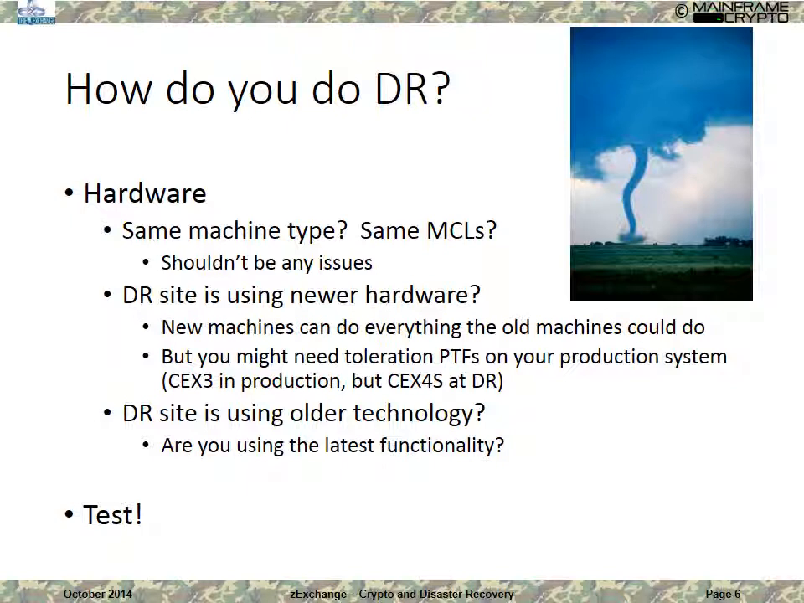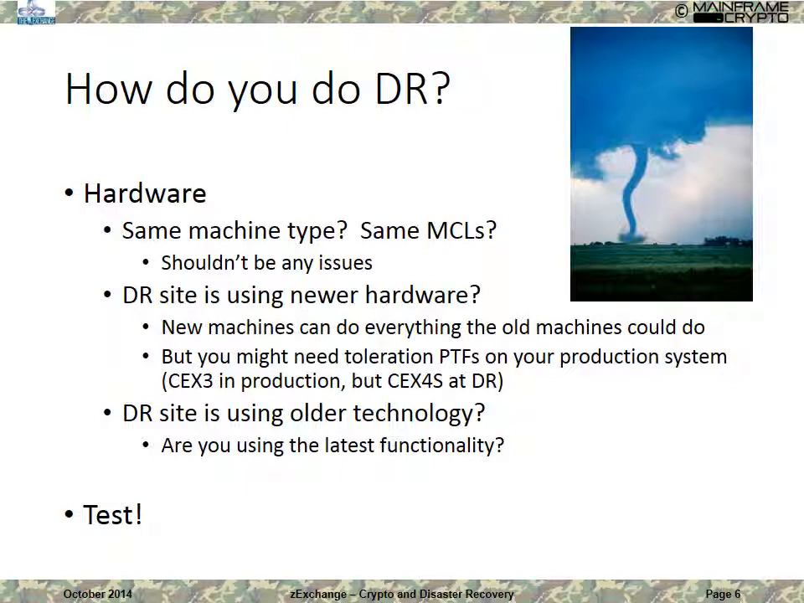So you're running a zEC12 in production, maybe you've got a Z196 at the DR site, then it's back to that issue or that question of, are you taking advantage of any of that new functionality on the Crypto Express 4s on the EC12 in production? Because if you're using that new functionality, it's not going to be available at the DR site, and once again, that's going to fail if you try and run on that old hardware.